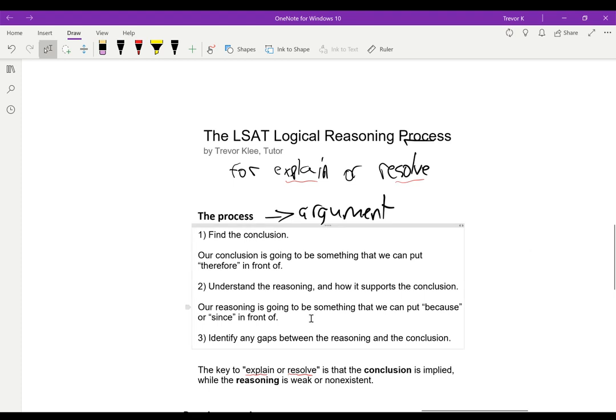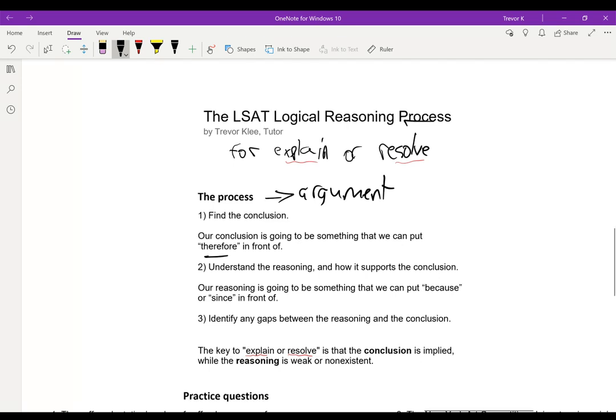These are the general steps I do for pretty much any logical reasoning question. I find the conclusion, which is like an opinion or a prediction or a plan. It's something that we can put "therefore" in front of. And importantly, it has to be supported by the rest of the argument. So if you get questions asking for the conclusion of the argument, well, we might practice some of those later, but you can put "therefore" in front of it, and the rest of the question supports it.